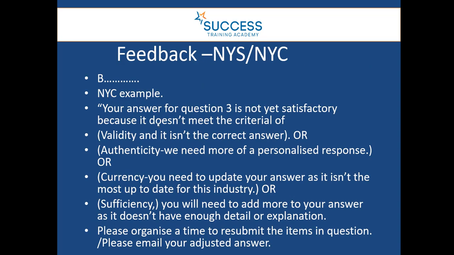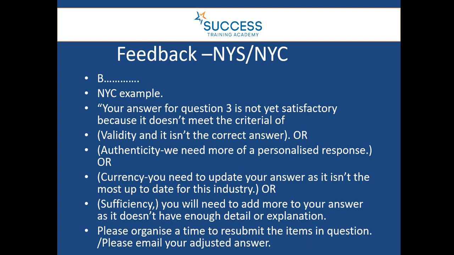Okay, now let's look at the feedback you might give them if they didn't get satisfactory. So for example, your answer for question 3 is not yet satisfactory because it doesn't meet the criteria of validity and it isn't the correct answer. Please check Learner Guide page 3 to 6 for the more correct answer and please do further study. Or authenticity, we need more of a personalized response. Or currency, you need to update your answer as it isn't the most up-to-date answer for this industry. Or sufficiency, you will need to add more to your answer as it doesn't have enough detail or explanation. Please organize the time to resubmit the items in question. Please email your adjusted answer.